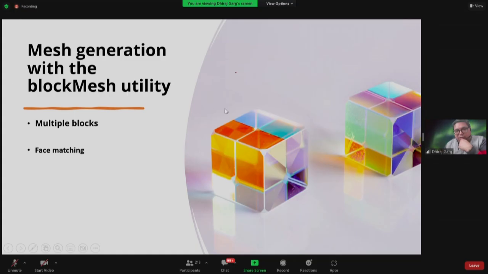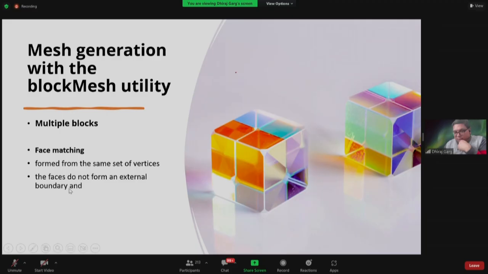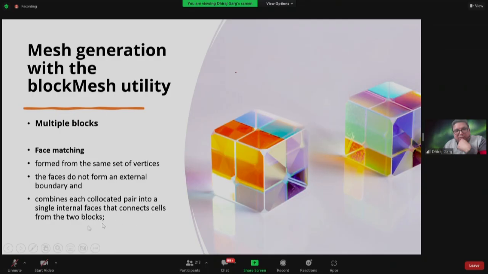Like in this case, you can see these are inner faces, whereas these outer ones are the boundary faces. Now, if you are bringing them together, then you need to match the faces. When you are matching the faces, they are formed from the same set of vertices, and the faces do not form an external boundary, and you combine each collocated pair into a single internal face that connects cells from the two blocks. So you can create blocks separately and then merge them.